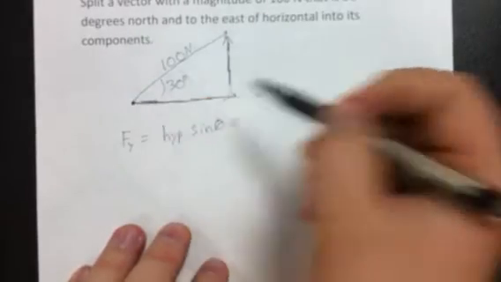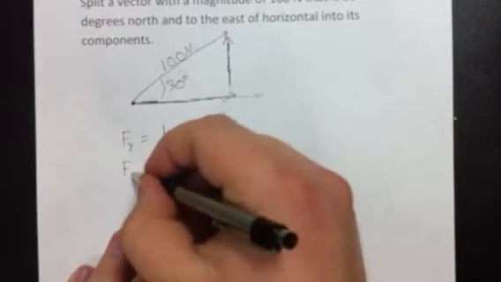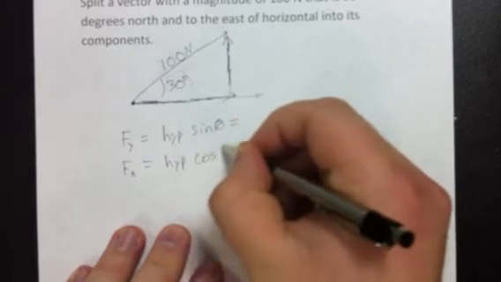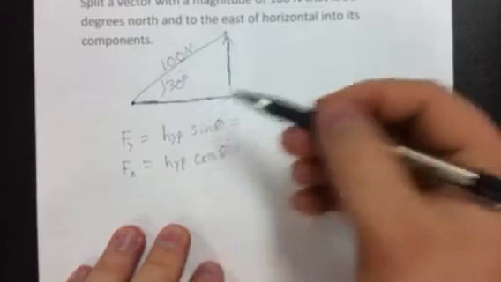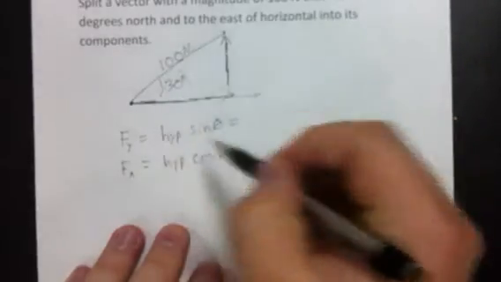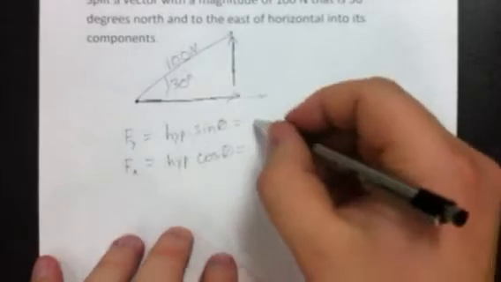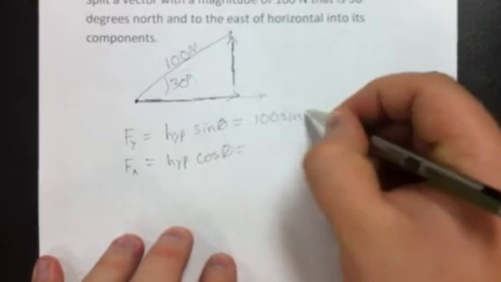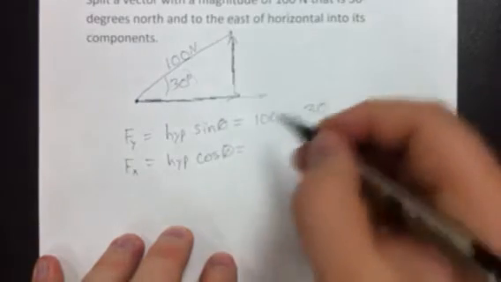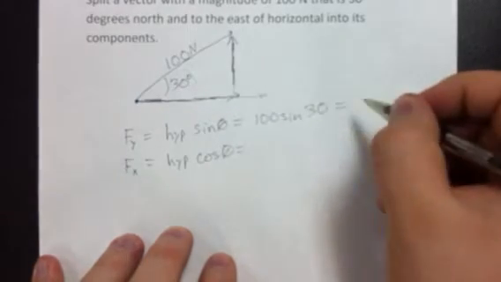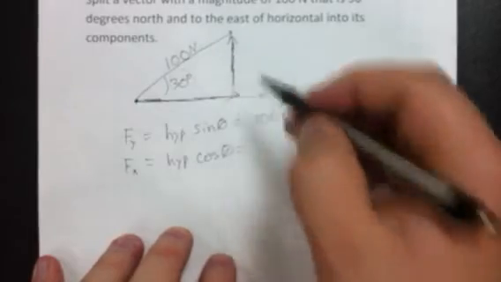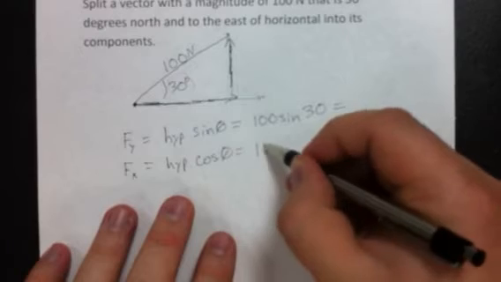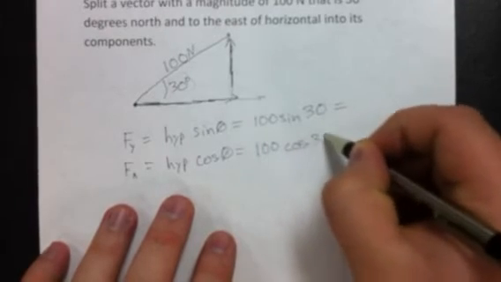And then to find our horizontal component, which I'm going to call the force about x, it's going to be the hypotenuse times the cosine of theta. Notice the only thing that changes is sine and cosine. Everything else stays the same. So our hypotenuse is 100, and our theta is 30 degrees, so sine of 30. That will give us our force about y, or this component of the force. And then the x component, we're going to do 100 cosine of 30.